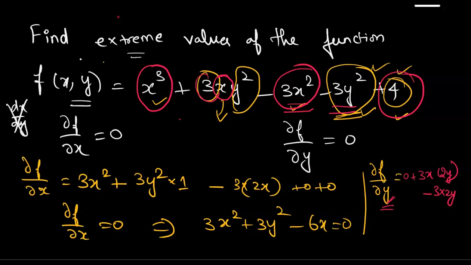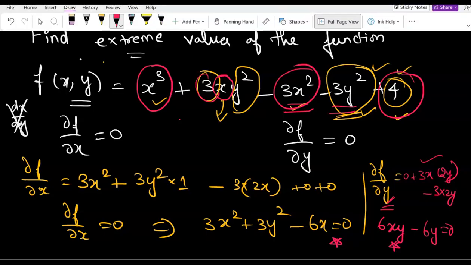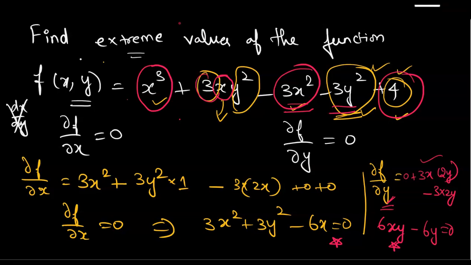So del f by del y is equal to 0 means 3 twos are 6xy minus 6y is equal to 0. If I substitute del f by del y as 0, now we have got these two equations. By using these two equations, I'm going to find the points. Let me choose the color, one second.